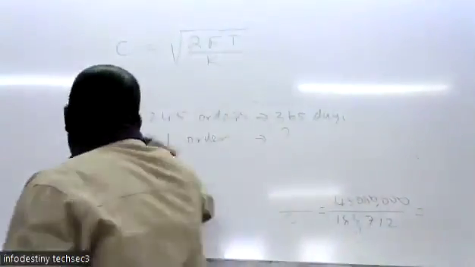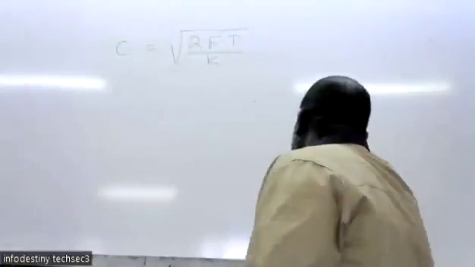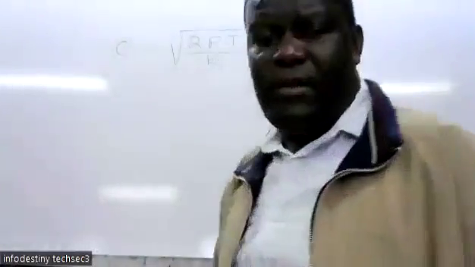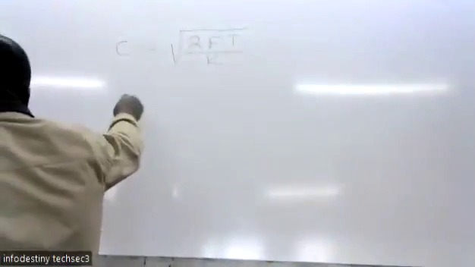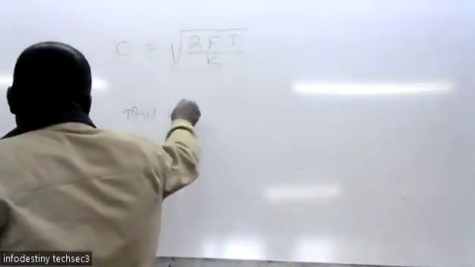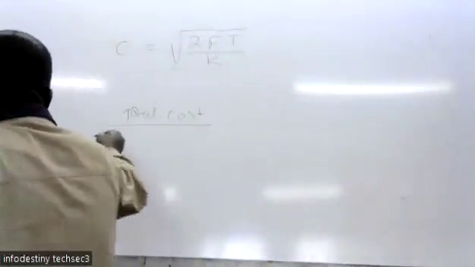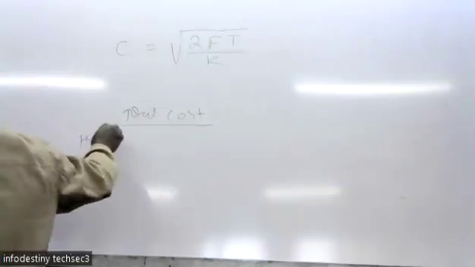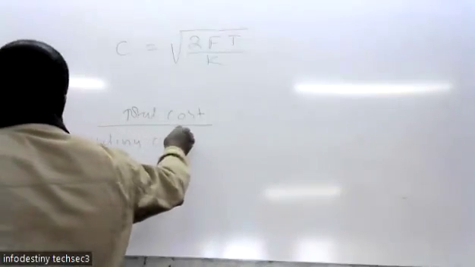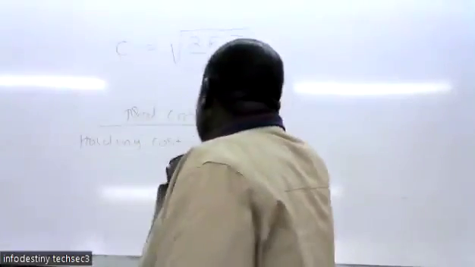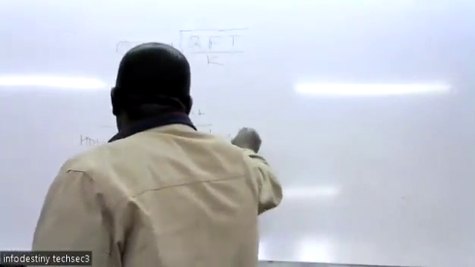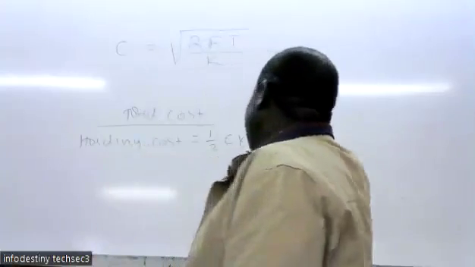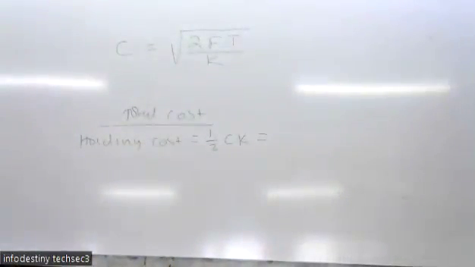The total cost of maintaining the cash balances. To get the total cost, we start with the holding cost. The holding cost will be a half CK.